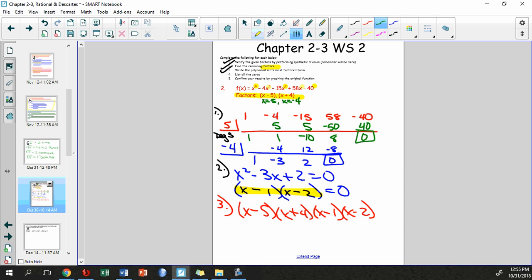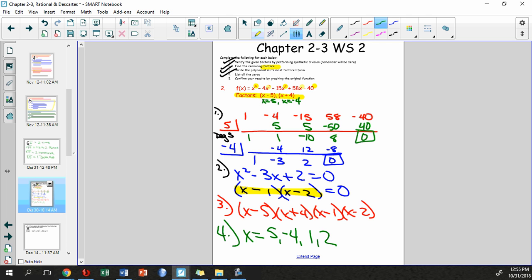Then, part 4 says to list all of the zeros. So what are my zeros if I'm listing them? X equals 5, negative 4, 1, and 2. Did I list them? Yes.